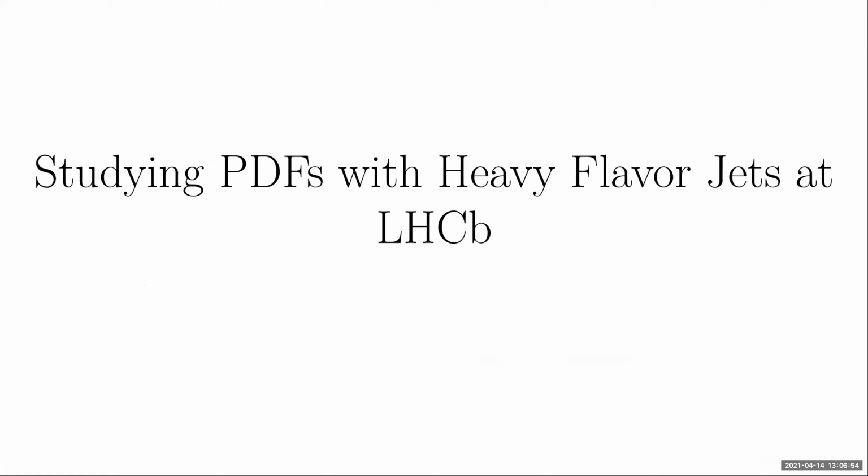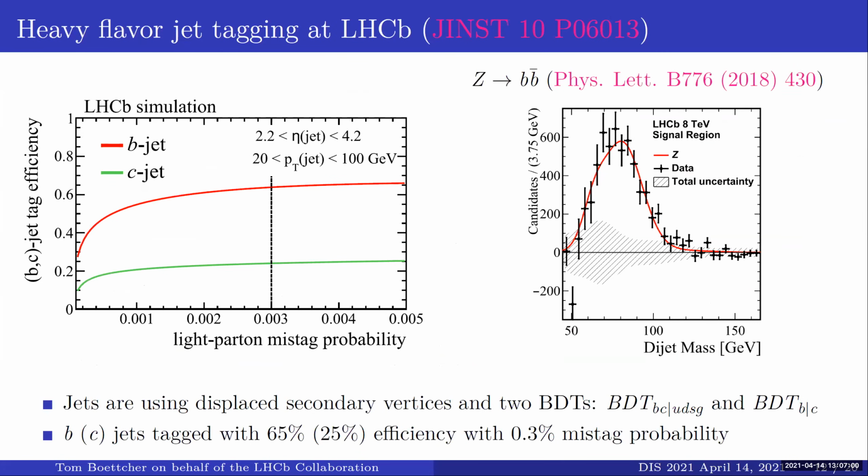Now I want to talk about how we are studying PDFs with heavy flavor jets. LHCb, because it is a purpose-built B physics experiment, has excellent vertex resolution, and this allows us to tag both B jets and charm jets using secondary vertices. We do this with 2 boosted decision trees, one that separates heavy flavor jets from light quark jets and gluon jets, and another that separates beauty and charm jets.